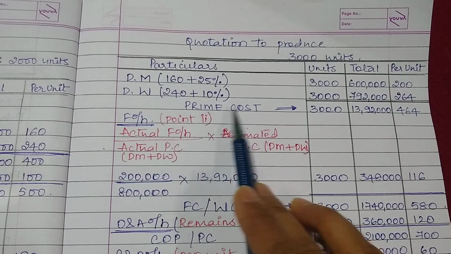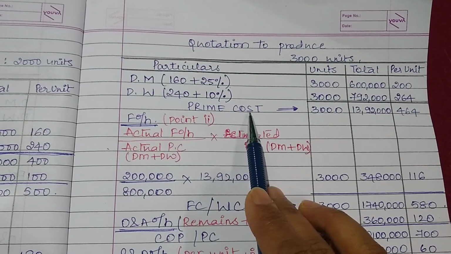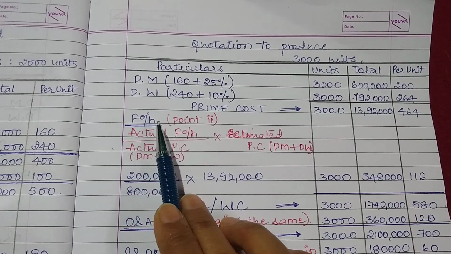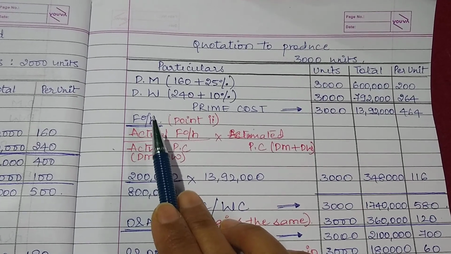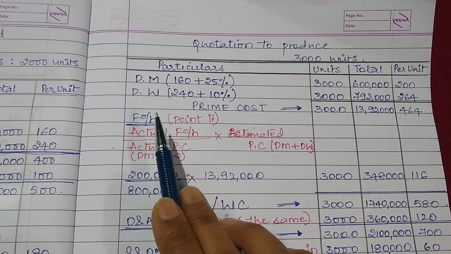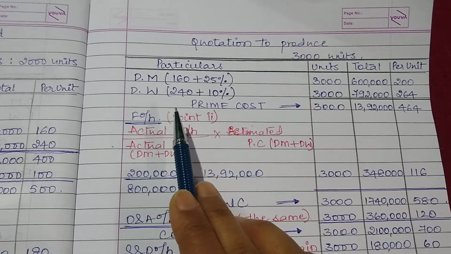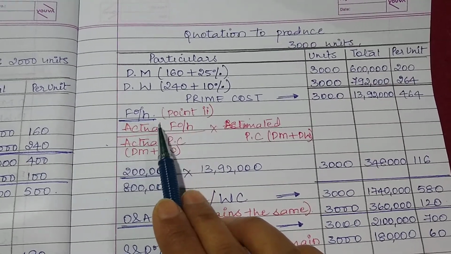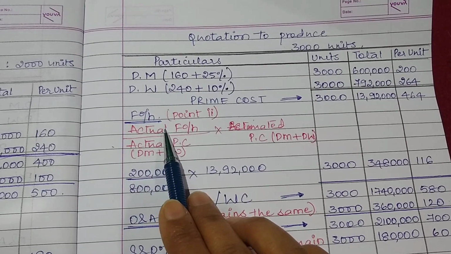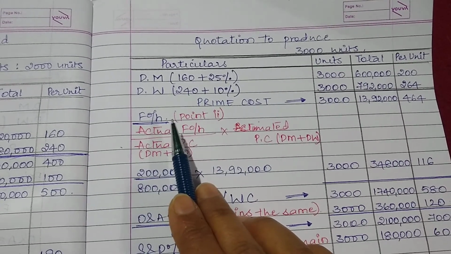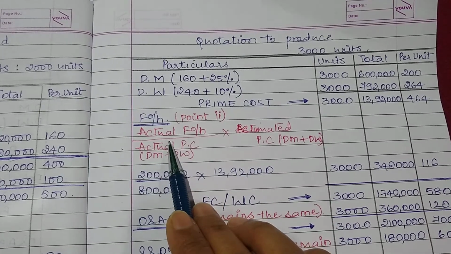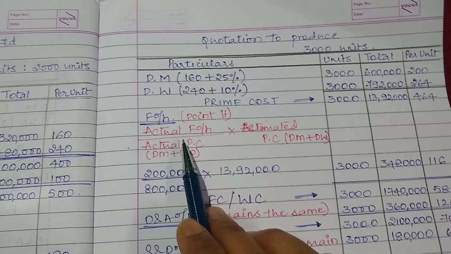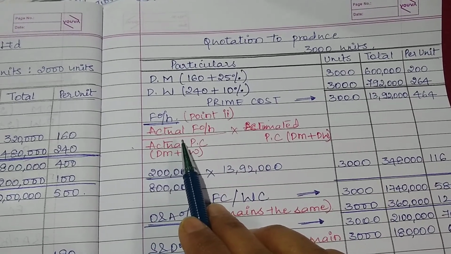After that, you will have your prime cost. After prime cost, your factory overhead. Under your factory overhead, what it is saying, you have to take under the combined cost of direct material and direct wages. This is what it says in your question. So under points to be remembered, the first point says if just the output is given. The second point says if any additional information such as direct material or direct wages combined is given, then you have to take it.